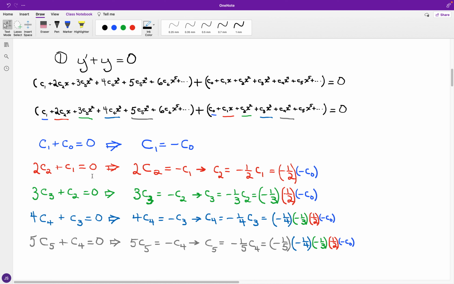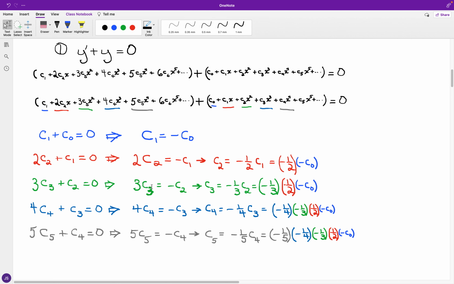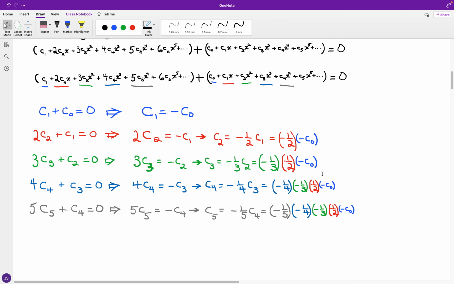And I'm going to try to set each of the natural number subscripted constants in terms of c naught. So from the first, we have c sub 1 is equal to the negative of c naught. And for 2c sub 2 plus c sub 1 equal to 0, we have 2c sub 2 is equal to negative c sub 1. In turn, c sub 2 is equal to negative 1/2 of c sub 1. And with c sub 1 at negative c naught, c sub 2 is equal to negative 1/2 of the negative of c naught.